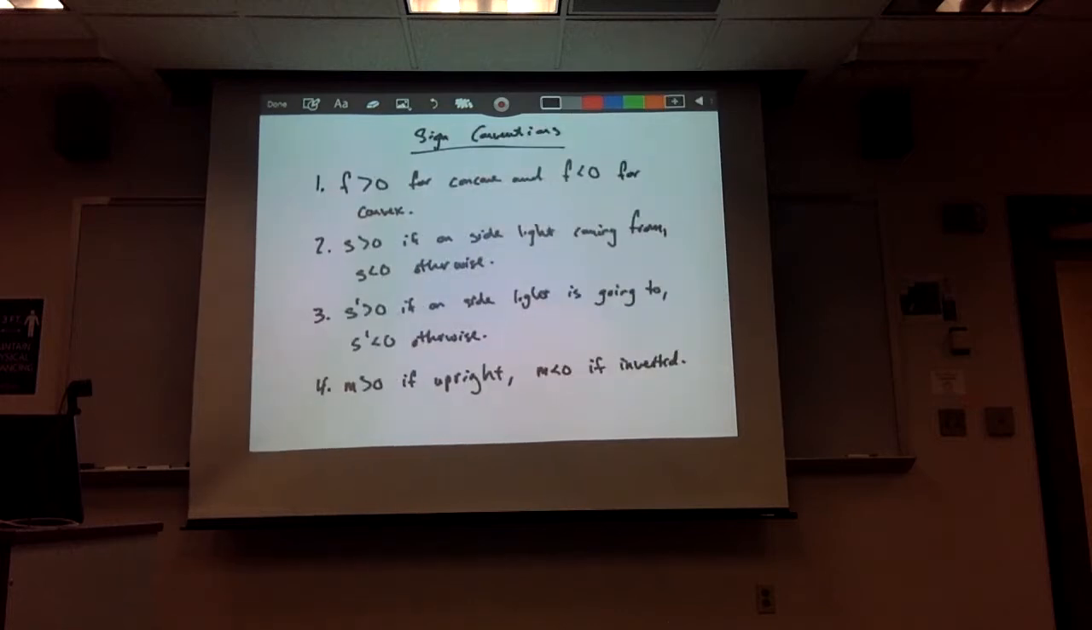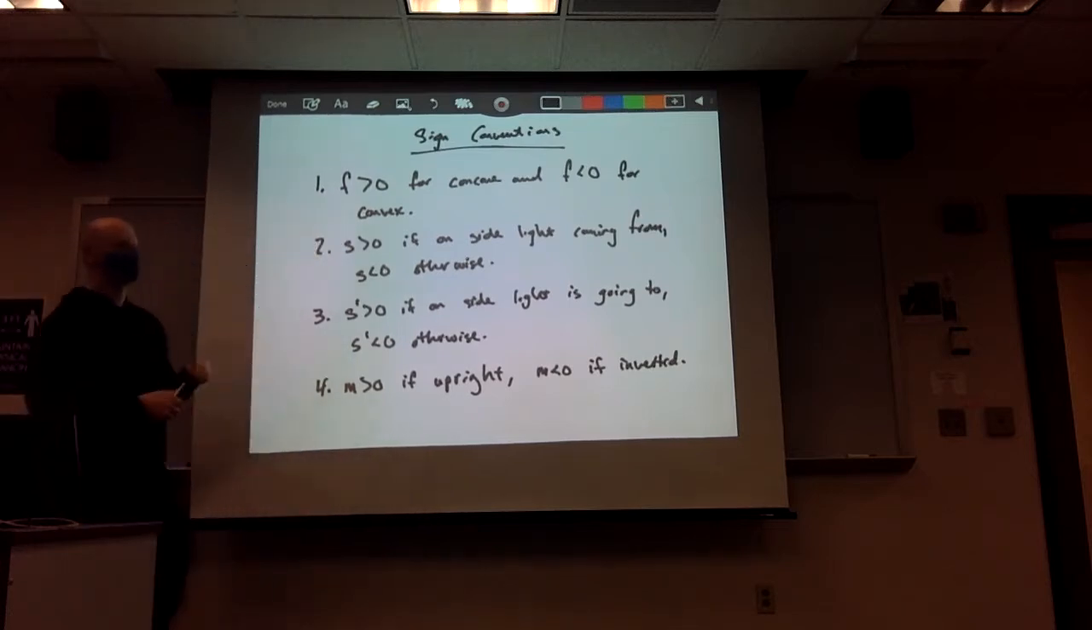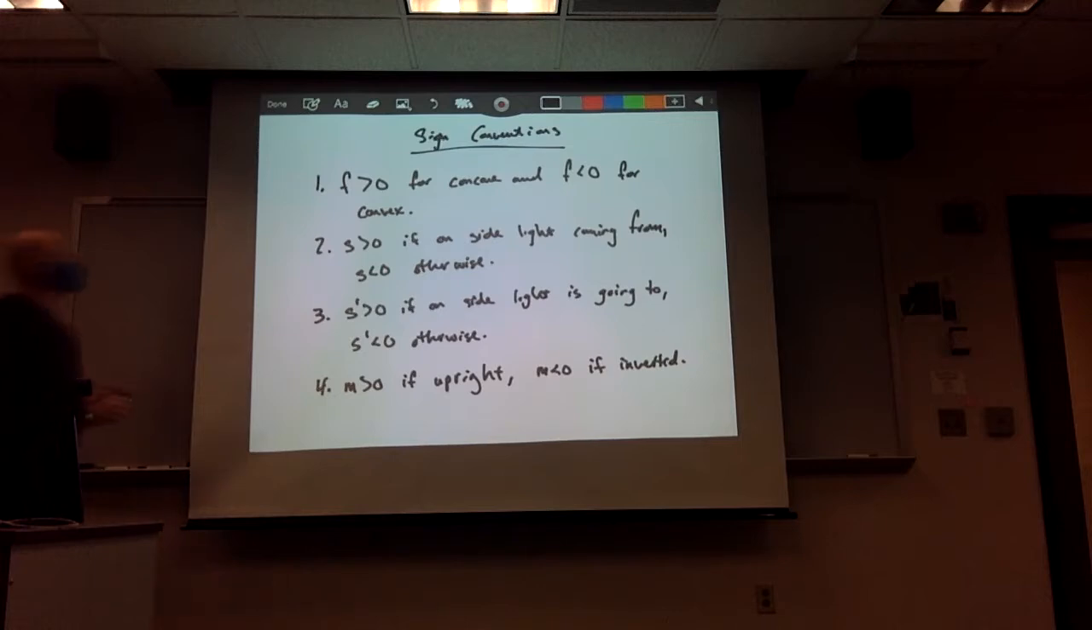So along with the mirror equation come some sign rules. Let's talk about the sign rules real quick. Sign rule number 1: the focal length is positive for concave mirrors and negative for convex mirrors. The reason it's negative for convex is that it's on the opposite side of the mirror. It's behind the mirror, so no light actually passes through it.